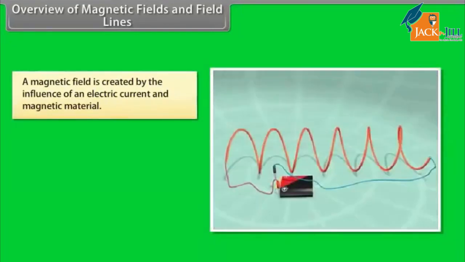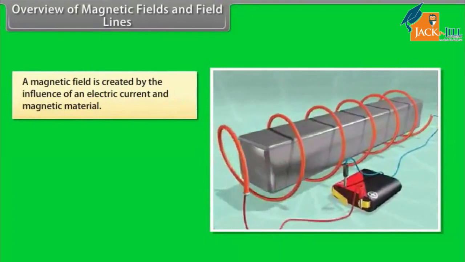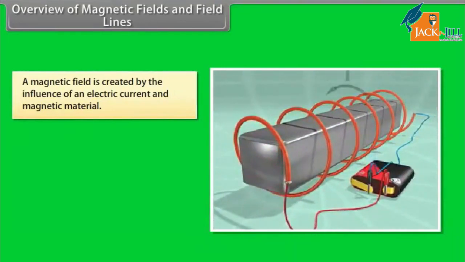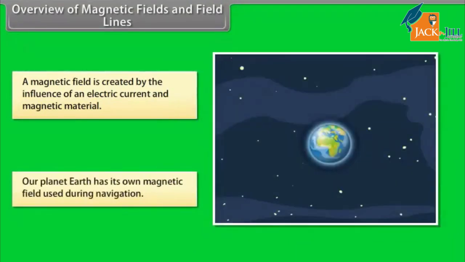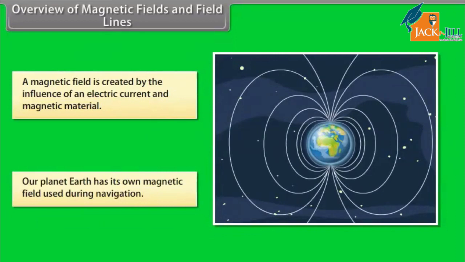A magnetic field is created by the magnetic influence of an electric current and magnetic material. Our planet Earth produces its own magnetic field, which is an important factor during navigation. Magnetic fields are also used in electric devices such as transformers. Magnetic field lines can be compared to the constant altitude lines that are visible on a map. Magnetic field lines help in stating simple concepts of magnetism easily.